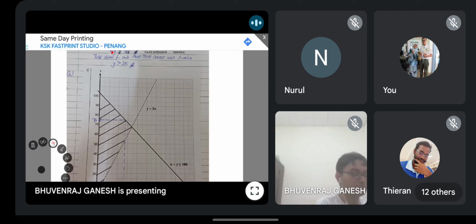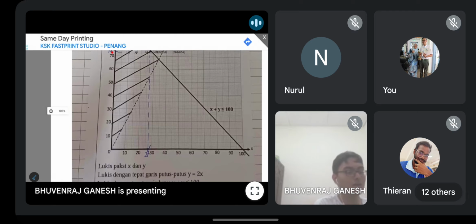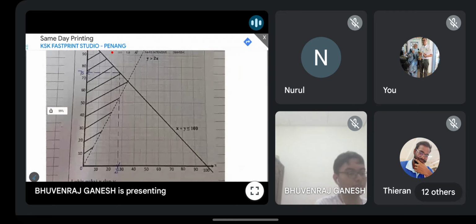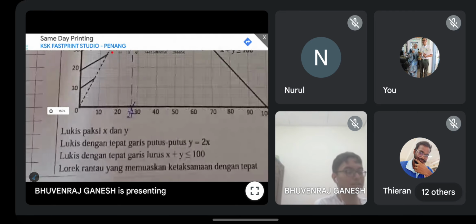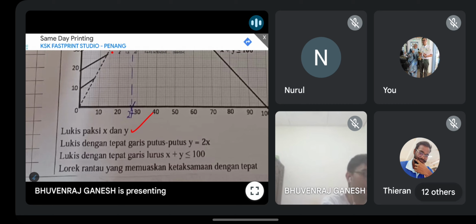So basically, how do you score the 4 marks, how to get the full 4 marks? This is the scheme, guys, you can see. First thing is you must draw the x-axis and y-axis. This one includes the correct scale. This means you must follow the scale.